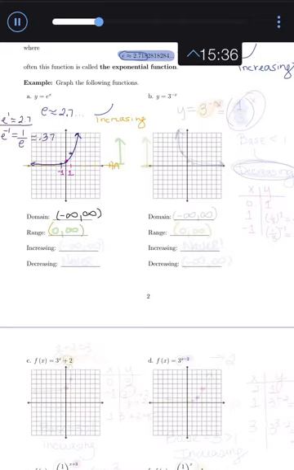Notice, when is this graph increasing? Well, if we trace this graph from left to right, using a pencil or a pen, notice it's always going upward, which means it's always increasing. So on its entire domain from negative infinity to infinity, it is always going up. It is always increasing. When is it decreasing then? Never.